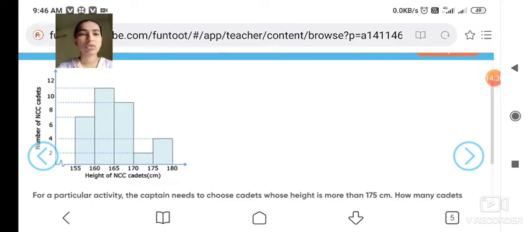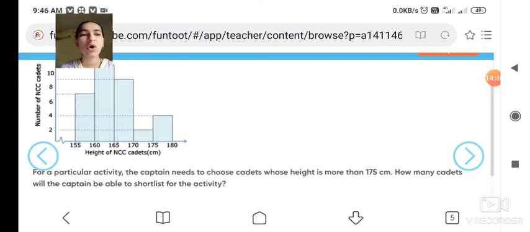Okay students, now see here, height is given and the number of cadets is given. Now for a particular activity, the captain needs to choose cadets whose height is more than 175 centimeters. Okay, now how many cadets will the captain be able to shortlist for the activity? How many of the cadets have a height more than 175 centimeters?